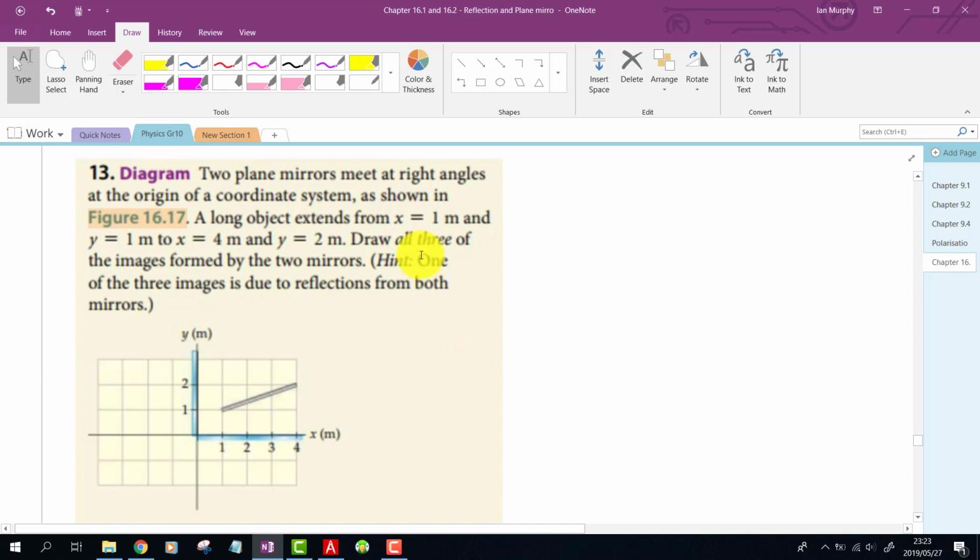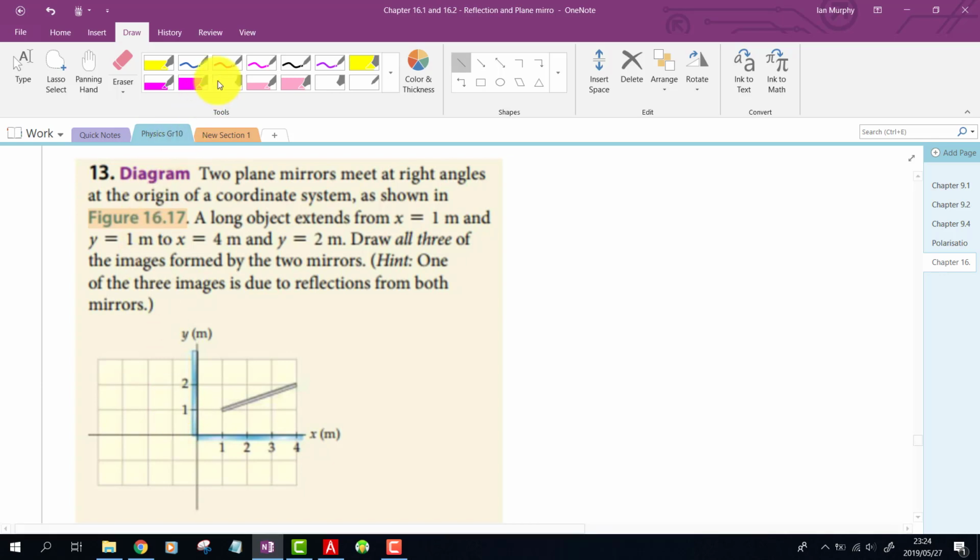Okay, so it says here, draw all three of the images formed by the two mirrors. Hence, one of the images, the three images, is due to reflections from both mirrors. The first one's not too hard. Let's reflect it in Y. So I go to where this begins. It's at 1, 1. The opposite of 1, 1 is going to be negative 1 on the x side, right? So I have negative 1 here, and it'll still be positive 1 on the y-axis. So I'm going to start there.